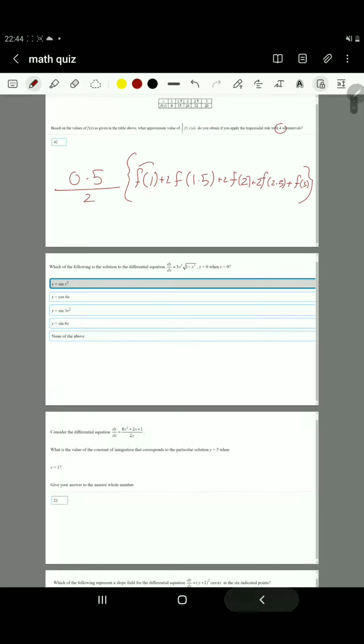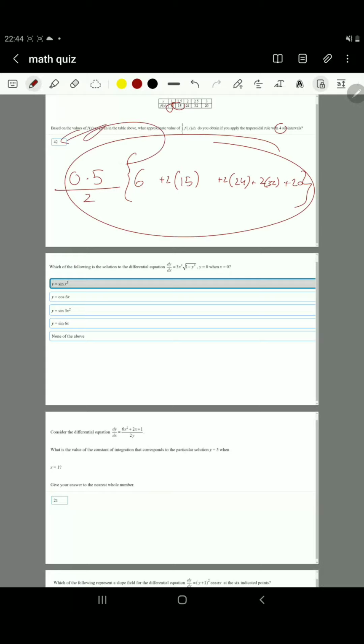We're done. F of 1 is 6. F of 1.5 is 15. F of 2 is 24. F of 2.5 is 32. And F of 3 is 20. And we're done. Put that into the calculator, you get 42.